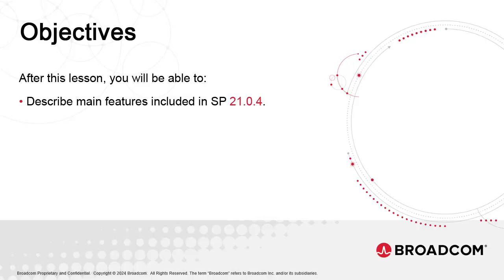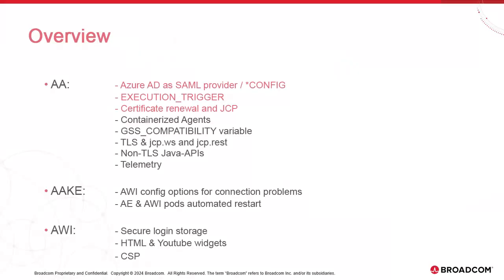All items are grouped together by components: Automic Automation, Kubernetes Edition, AWI, agents, and so forth. The following are the new features and improvements included in Service Pack 2104. Let's start with Automic Automation.